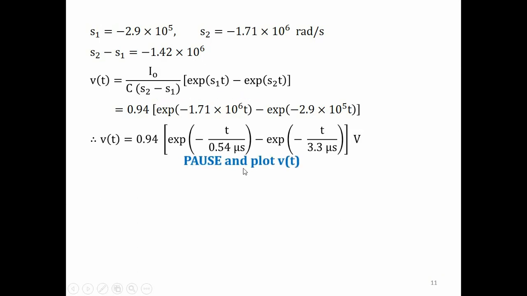Alright, so what I'd like you to do is pause this video and plot V of t. As I had said earlier, it is important for you to learn to plot these things, not just as an exercise, but because visualizing these voltages and currents is a very important thing when you are handling, learning and trying to understand circuits. Alright, so pause the video and plot.